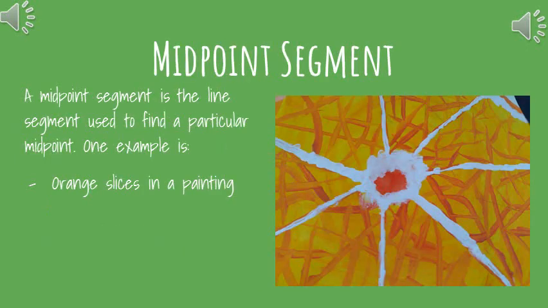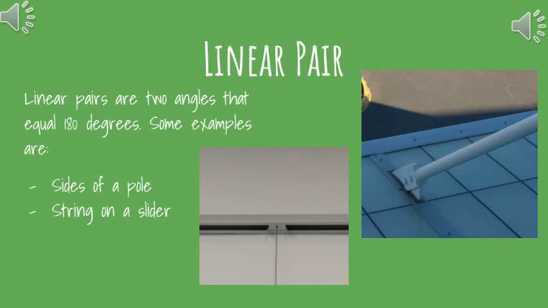Midpoint segment is the line segment used to find a particular midpoint. One example is orange slices in a painting. Linear pairs are two angles that equal 180 degrees. Some examples are sides of a pole and string on a slider.